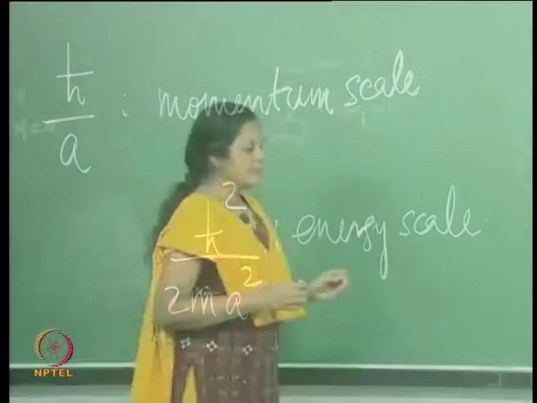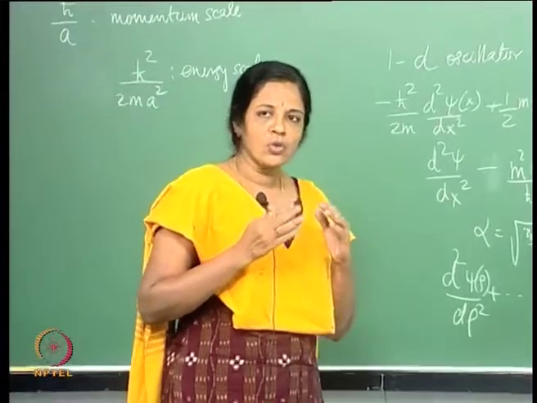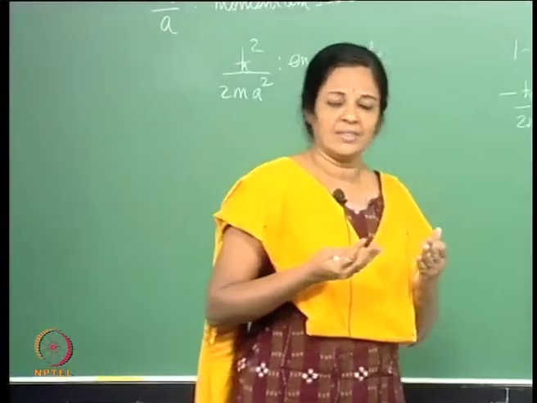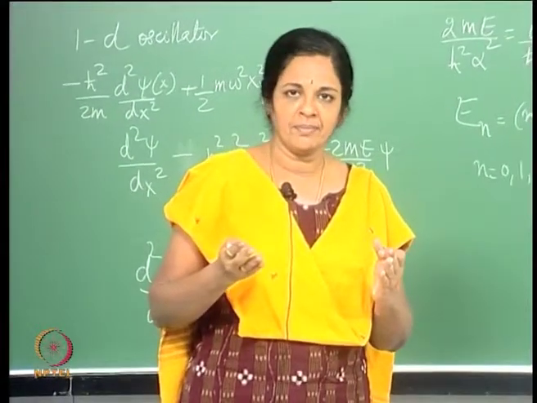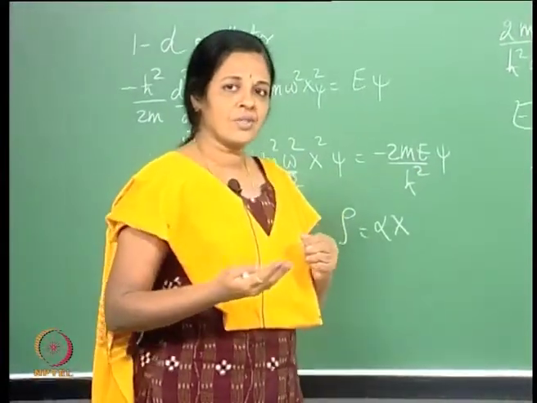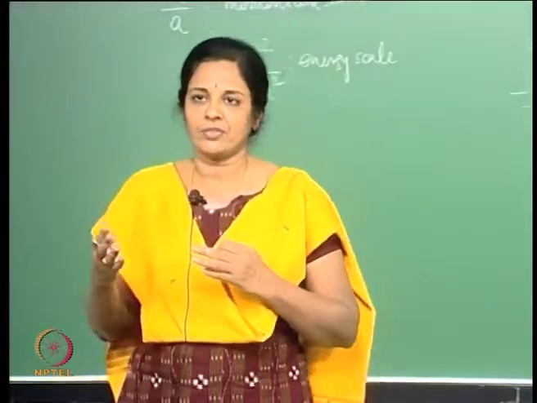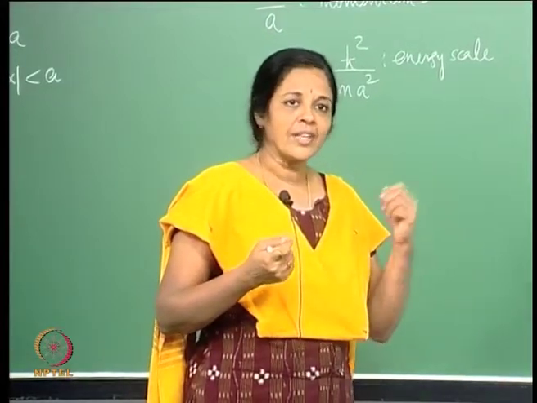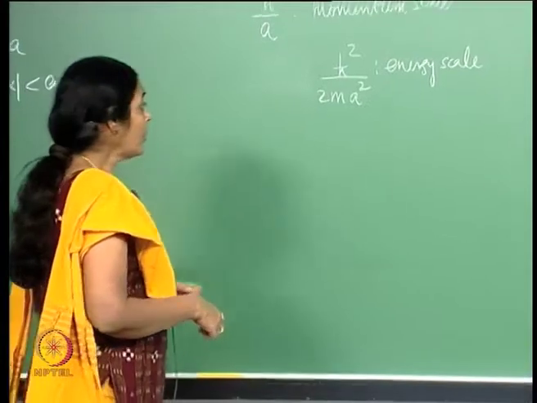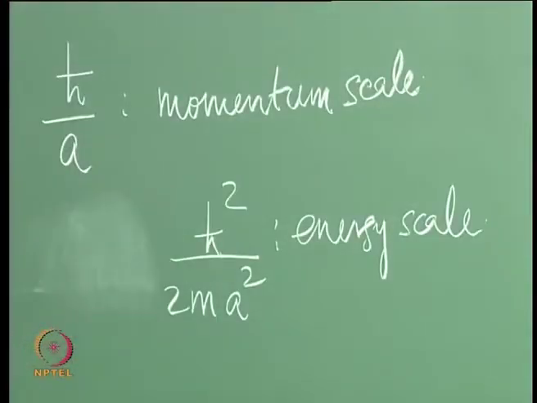In other words, analogous to the harmonic oscillator problem, where h cross omega gave me the energy scale in terms of parameters that are already available in the problem, and then when I quantize the system, I wrote the energy in units of h cross omega, as n plus half h cross omega in the case of the oscillator. Now here too, I will find energy in units of h cross squared by 2ma squared.